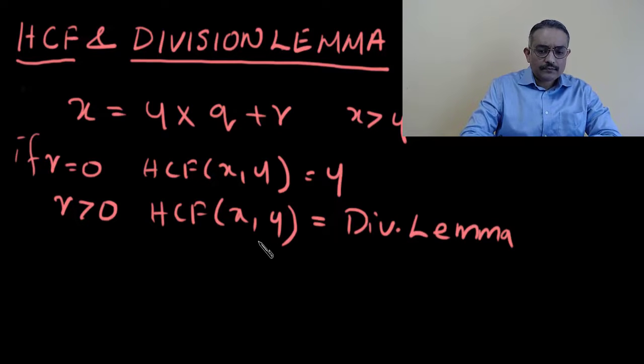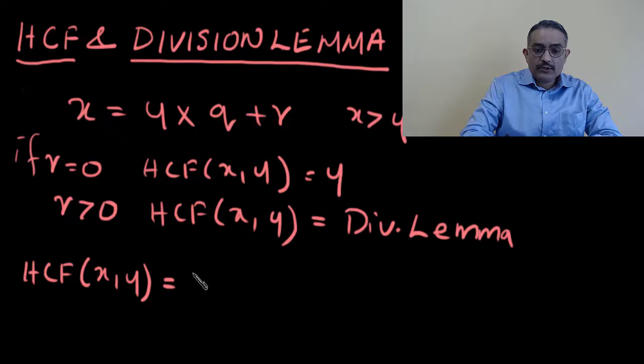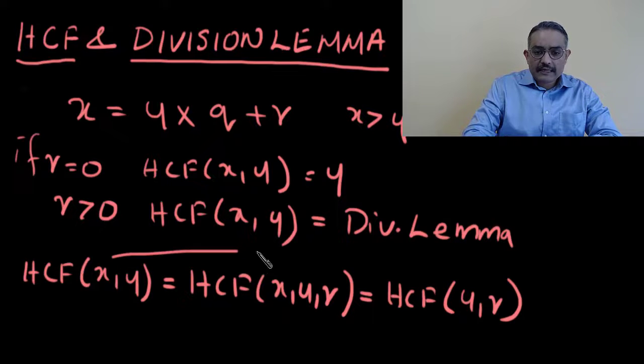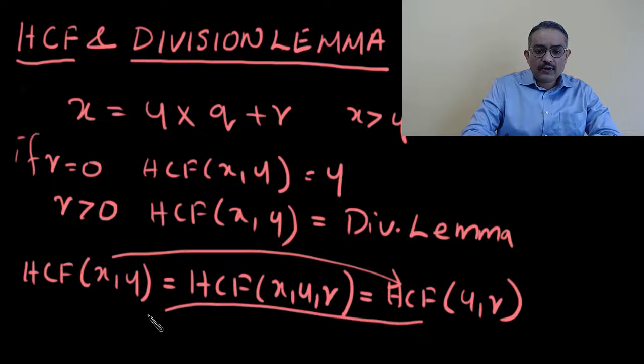Now, how do we apply the division lemma? The concept here is the HCF of x and y is equal to the HCF of x, y, and r. And that is the same as the HCF of y and r, and we iterate through these two steps in order to find the HCF ultimately.